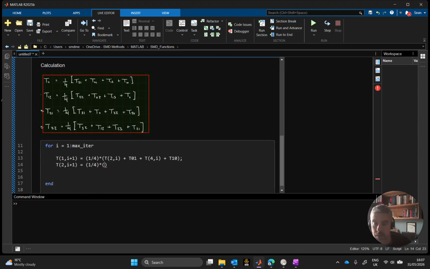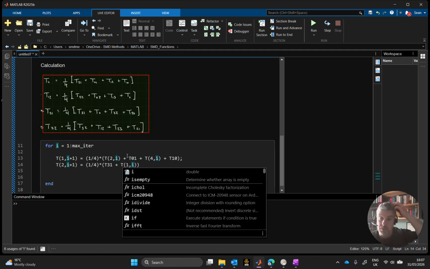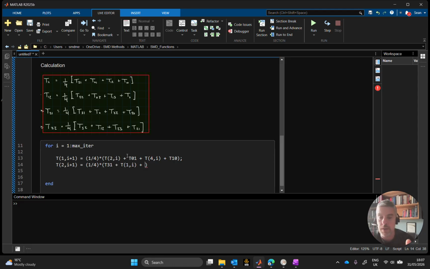Row 2, T21 is equal to T31 plus T11. Now we already solved for T11, right? So this is T1 of I, because with Gauss-Seidel we use the latest values as we move forward. If this was Jacobi, we'd go for I minus 1. We'd be doing everything based on our previous values, but for Gauss-Seidel, we update our values as they become apparent.